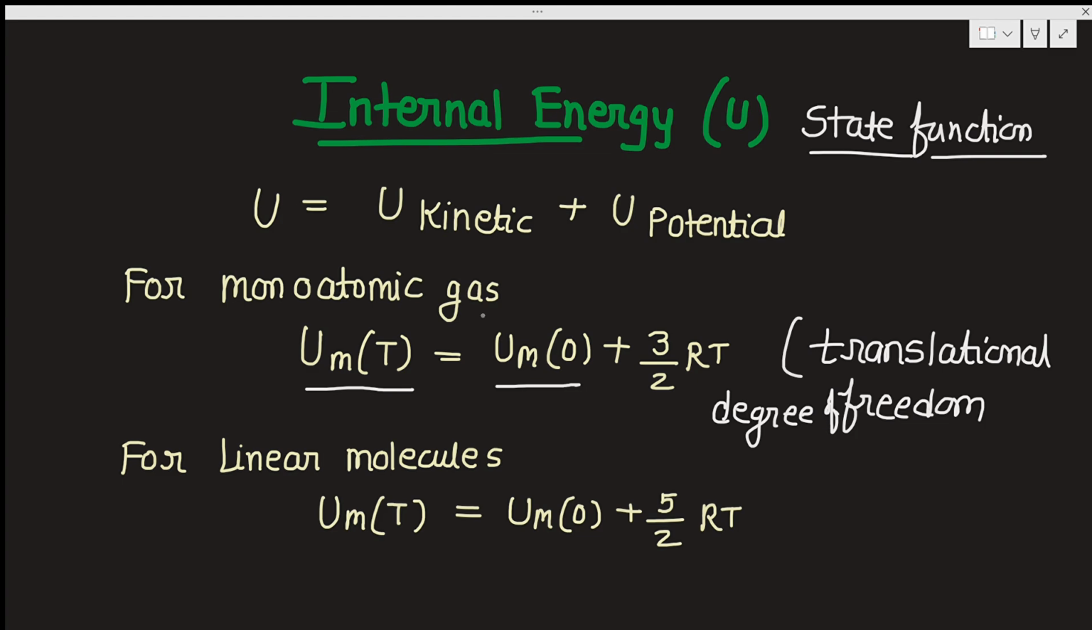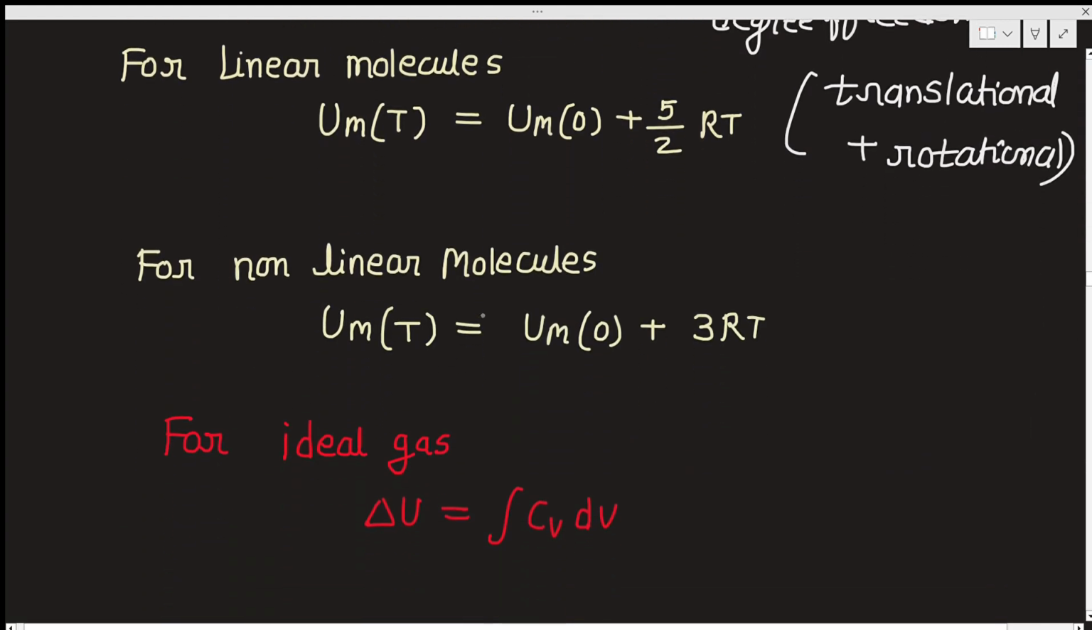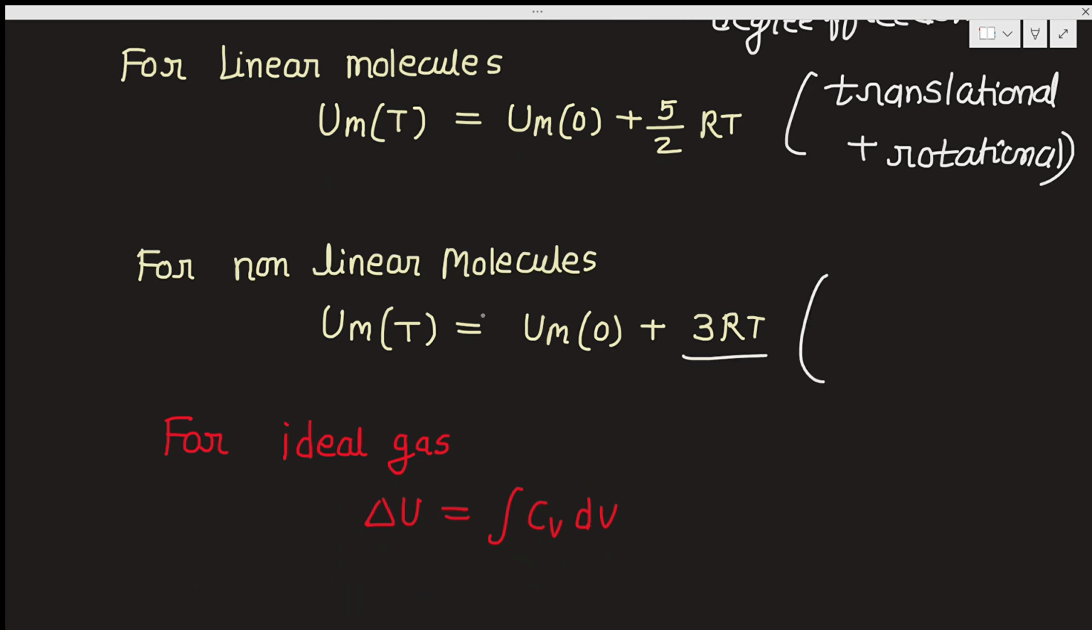Now for the linear polyatomic molecules, this is given by UMT is equal to UM0 plus 5 by 2 RT. Here you are taking the translational as well as the rotational modes. Okay, so it is 5 by 2 RT. This thing you should notice. If you want a detailed video, I will give you the links. For non-linear molecules, UMT is given by UM0 plus 3RT. Here you are seeing the translational modes plus rotational modes plus vibrational modes. All three are considered here.